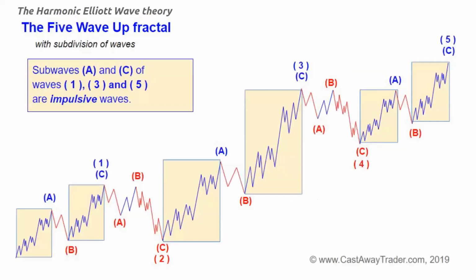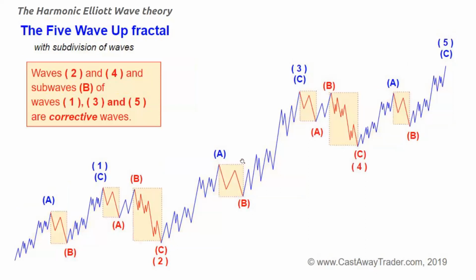January 2022. So the same principle again, we believe that the 5-wave up fractal is composed of impulsive waves, its subwave A and C of wave 1, 3, and 5, and we have corrective waves that are structured as ABC. So if we speak about corrective waves, we do not have any difference between that modified version of the Harmonic Elliott Wave theory and the classic version of the Elliott Wave theory. So we treat corrective waves in an identical way.